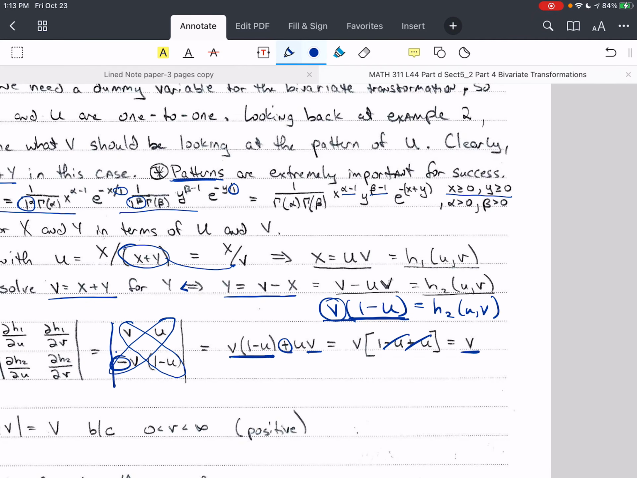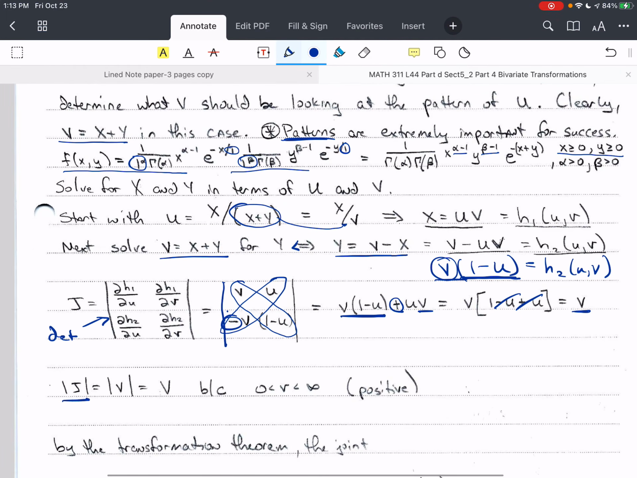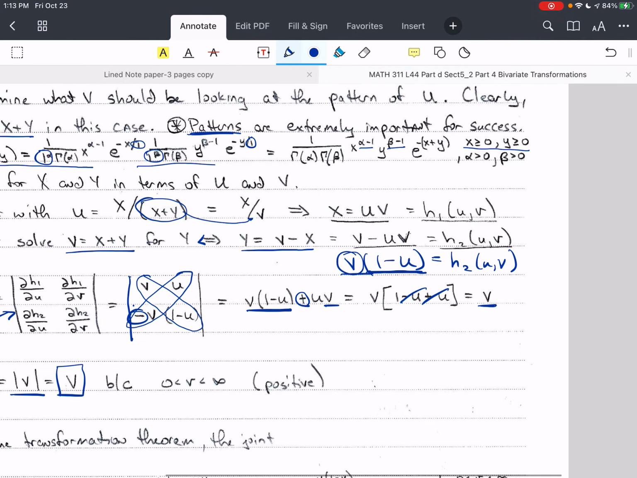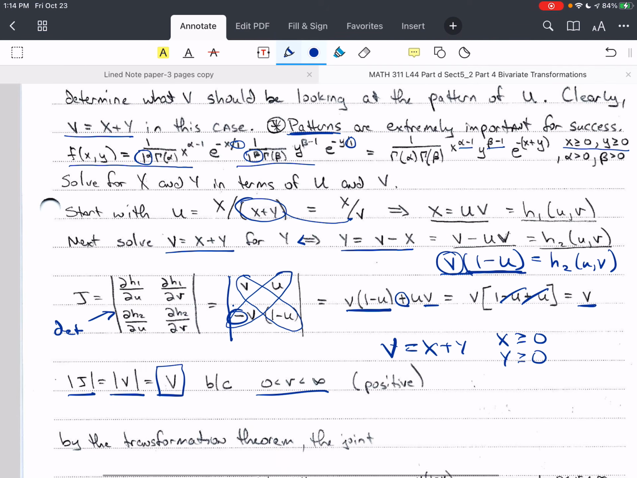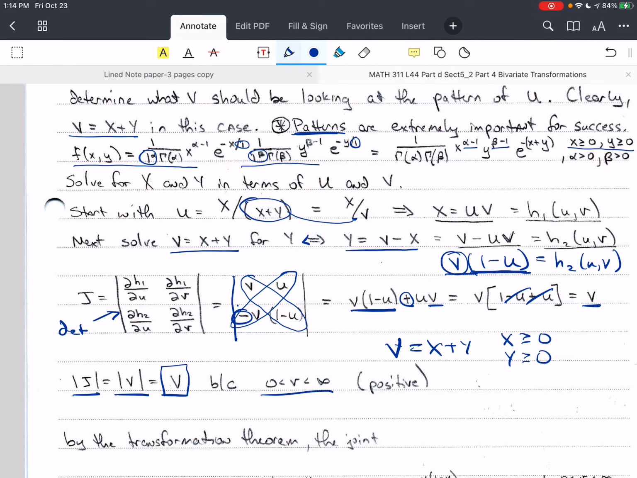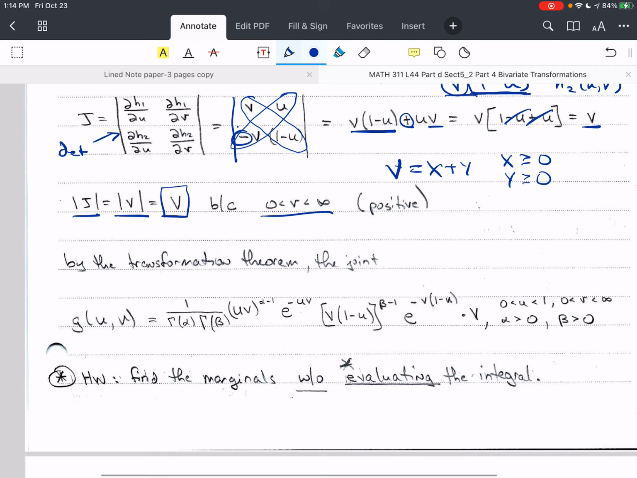Now, the absolute value of the Jacobian is the absolute value of v, but in this special case that is just v, because remember that v equals x plus y. X is greater than 0, y is greater than 0, so x plus y has to be greater than 0. Okay, so v is always positive. That makes it nice and is going to simplify our PDF of u and v.